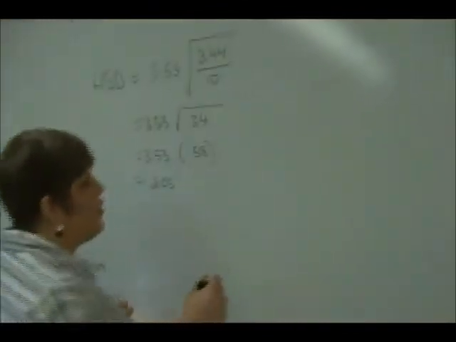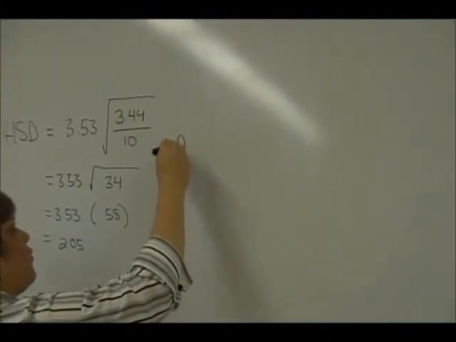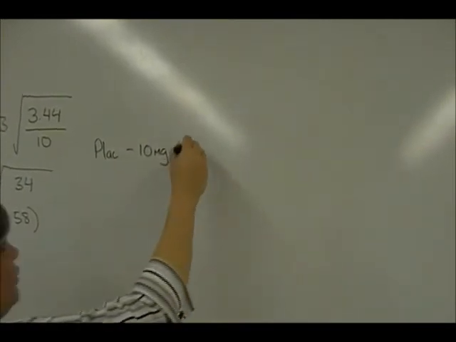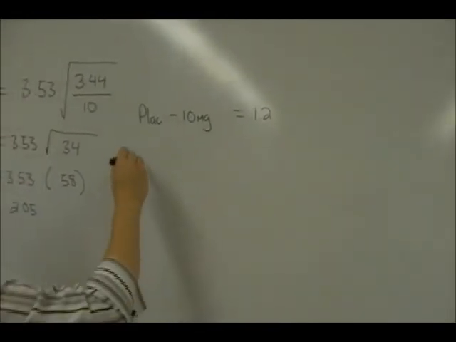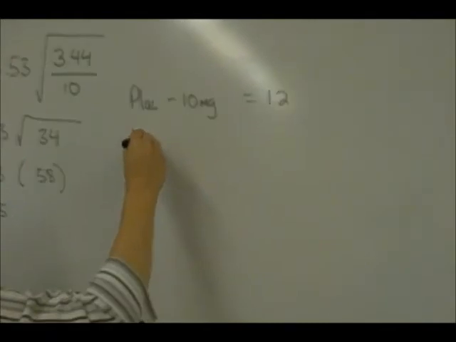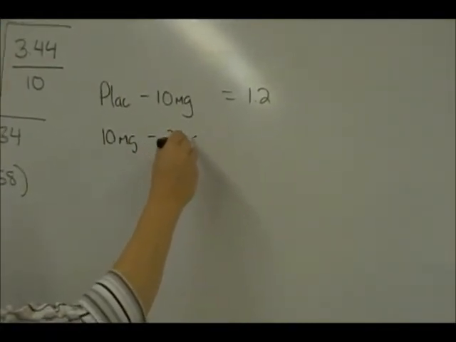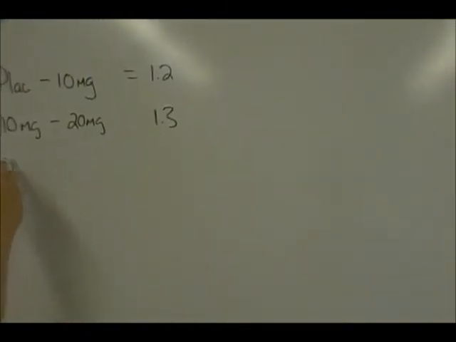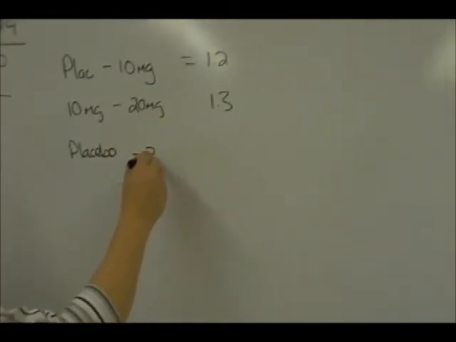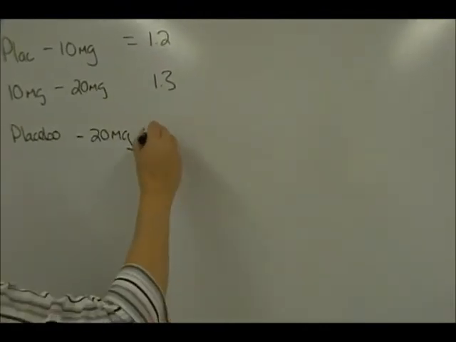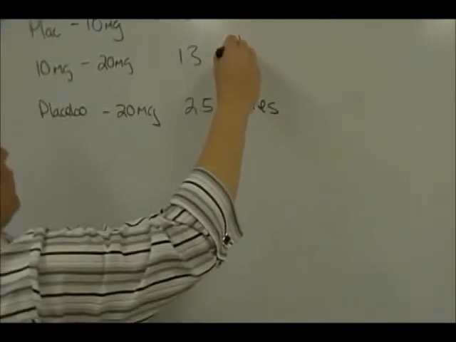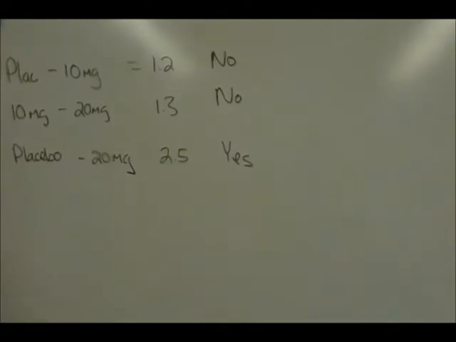So then we've got to say, okay, well, the difference between the placebo group and the 10 milligram group was 1.2. And the difference between the 10 milligram group and the 20 milligram group was 1.3. The difference between the means for the placebo and the 20 milligram group was 2.5. And so yes, this was a significant difference, but no, these groups were not significantly different from one another.